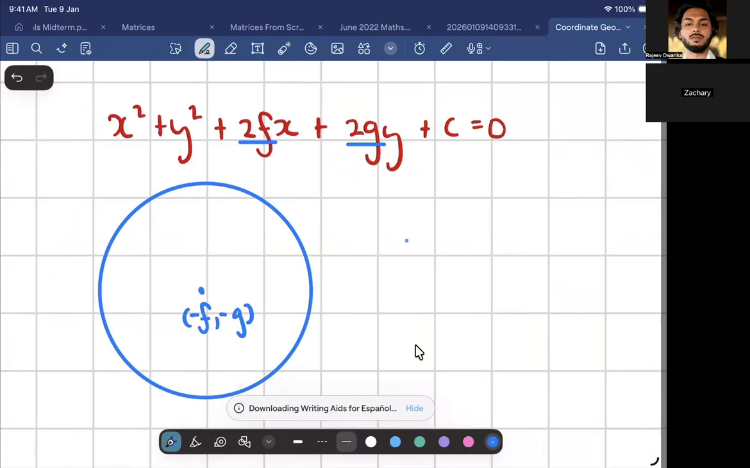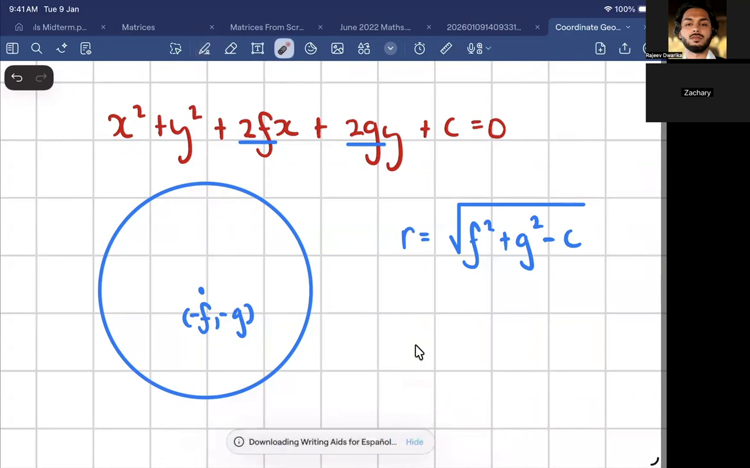To find the radius, it is given by the square root of f squared plus g squared minus c. And if you could find f and g, you could find the center and the radius. But what else would you need to find the radius? I see more than just f and g. What else are you seeing? C. And I have good news for you.